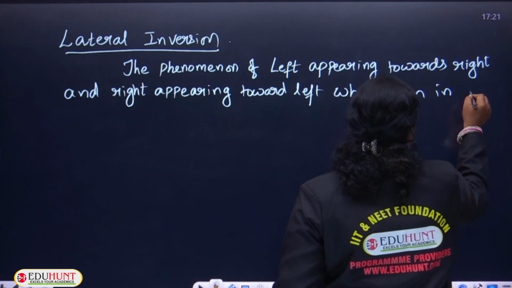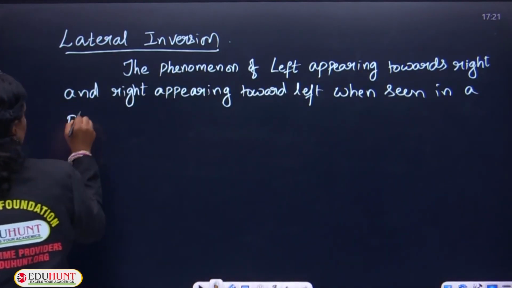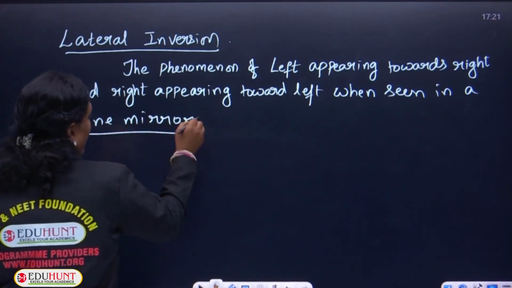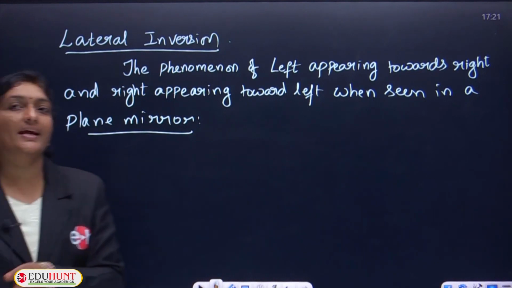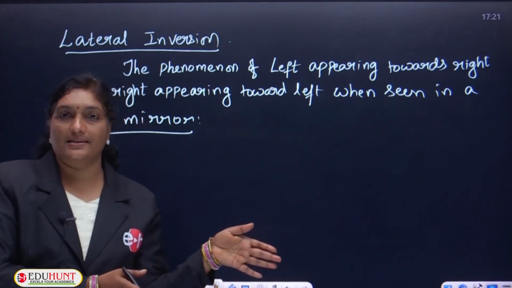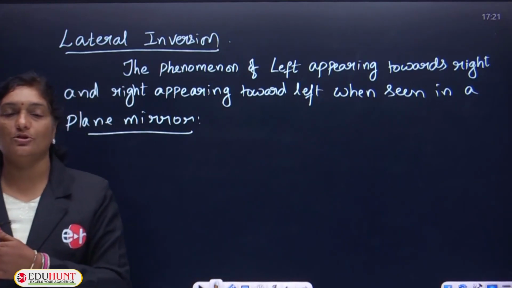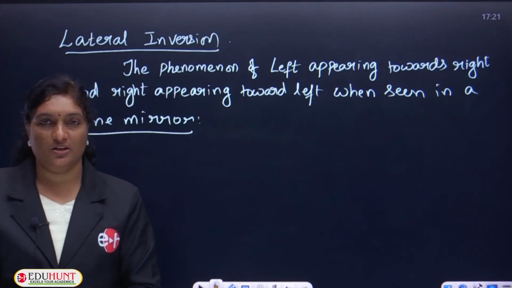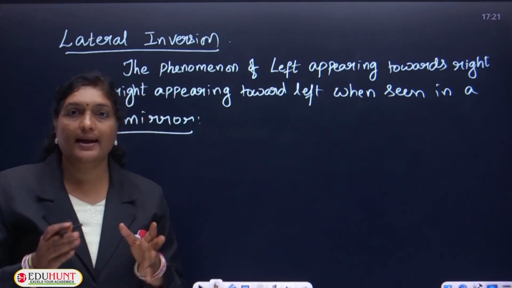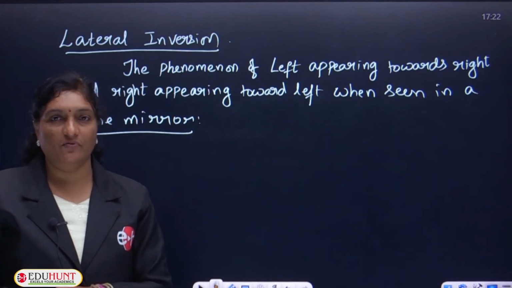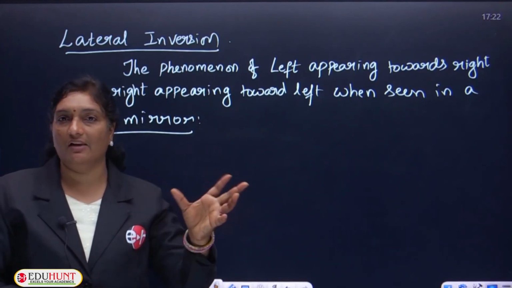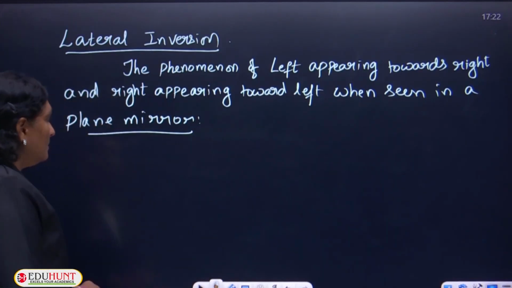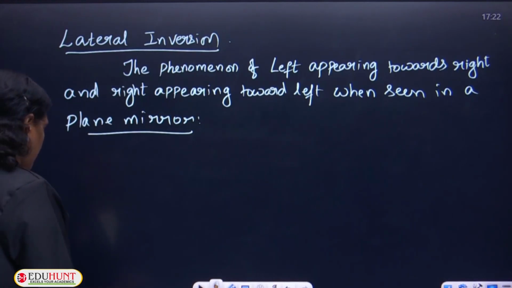When does it happen? Whenever you look at an object in a plane mirror. So whenever we see an object in a plane mirror, the left side of the object appears towards the right side, whereas the right side of the object appears towards the left side. This phenomenon is called lateral inversion. To understand this clearly, let us take a few examples. First of all, let us discuss something regarding the alphabets, and then we shall also discuss something regarding the numerical values. So let us discuss this in detail.